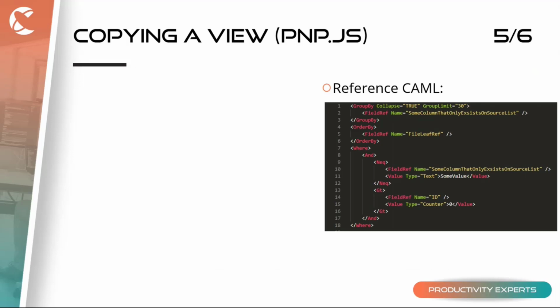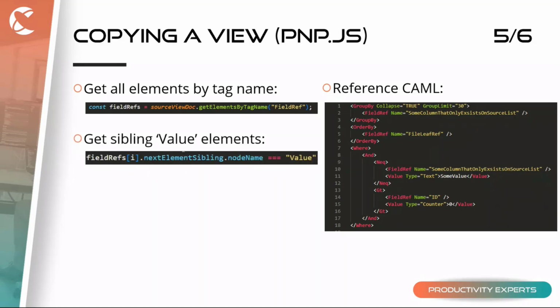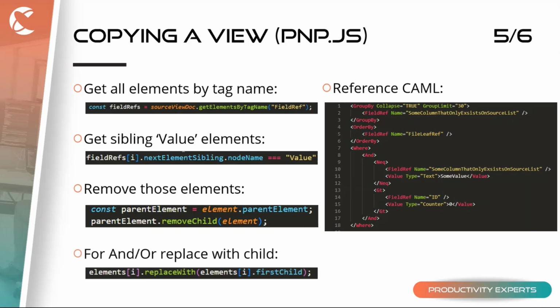For example, if you got the reference CAML, I'm doing things like get all elements by tag name, so that I have all the field references, so I can check if fields are in the CAML that are not on the target list. I can check, if I've got a field ref, is there a value node right next to it using next element sibling. I can remove those elements just from the CAML, from the XML elements. And I can also replace things.